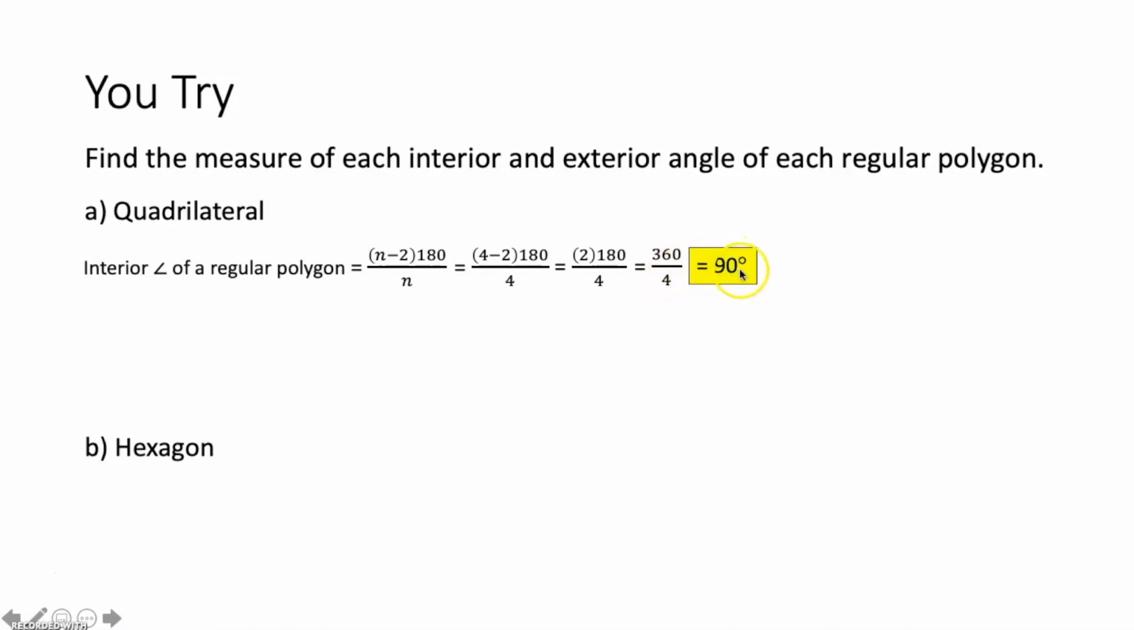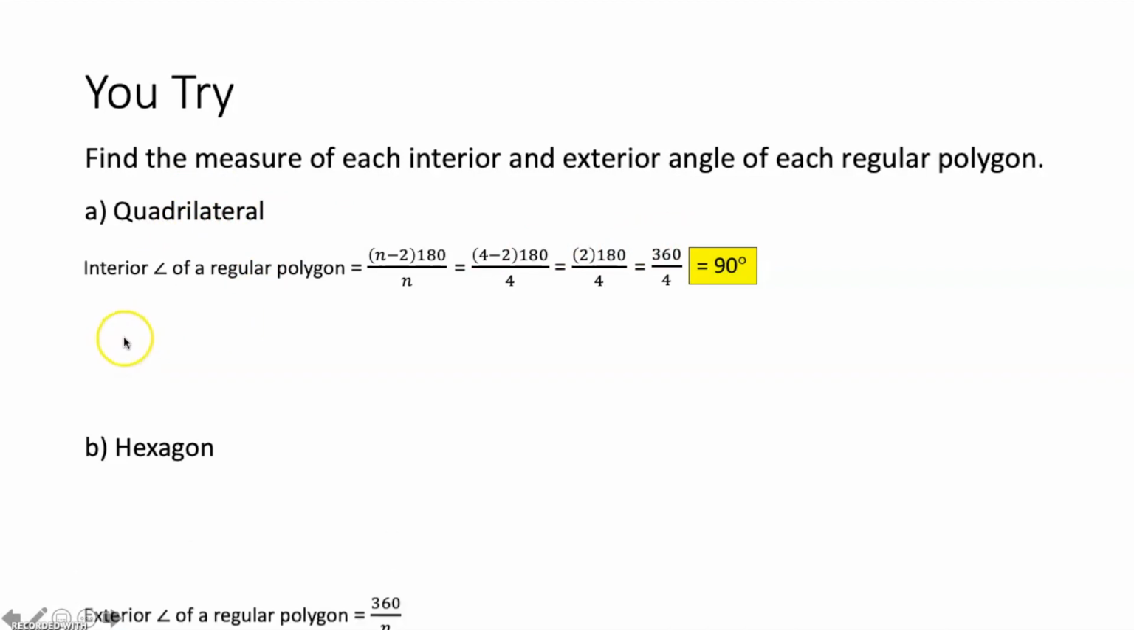360 degrees divided by 4 is 90 degrees, meaning that each interior angle of a regular quadrilateral is going to have a measure of 90 degrees. And that makes sense, right? A regular quadrilateral is just a square, and each angle measure within a square is 90 degrees.